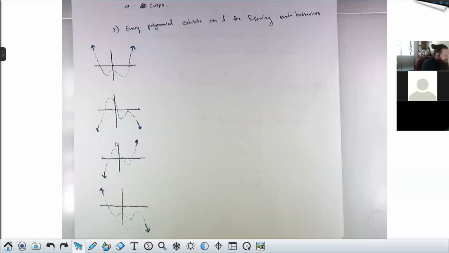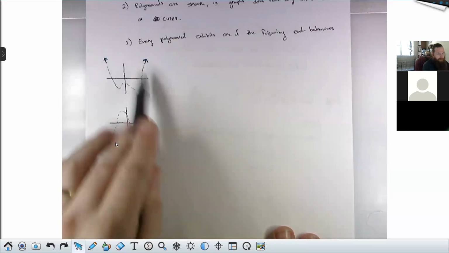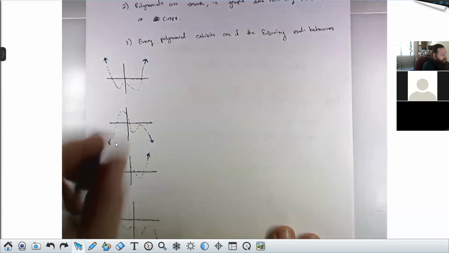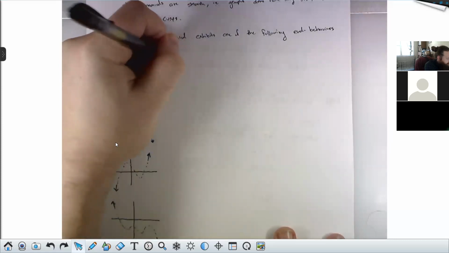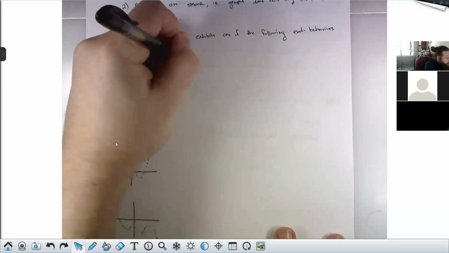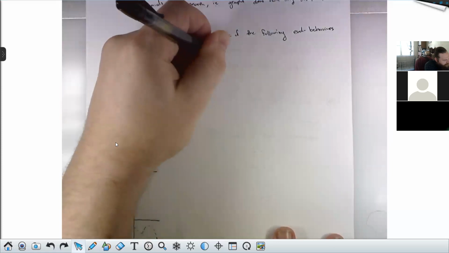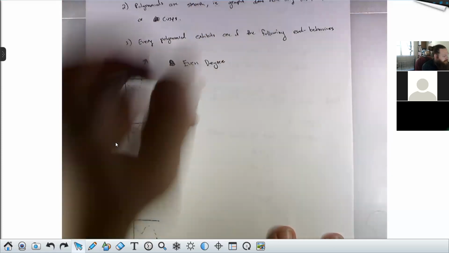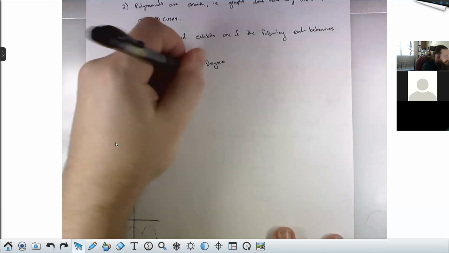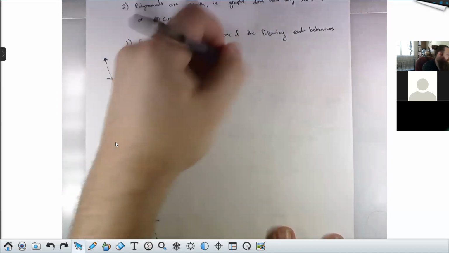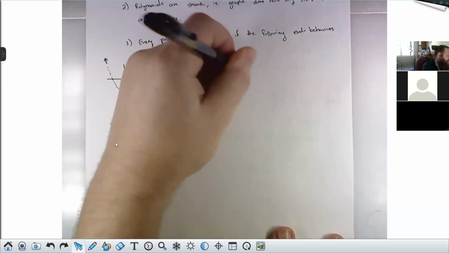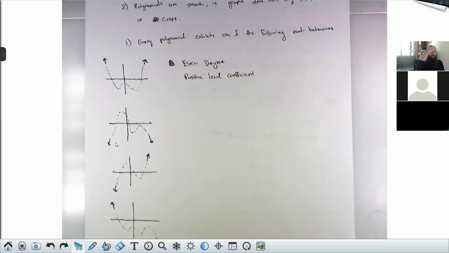So check this out. In order for a polynomial to exhibit end behavior like this, where the arrows point up on both sides, I'll do the degree first. The degree is even, like 2, 4, 6, 8, even degree, and positive lead coefficient. So any polynomial that has an even degree and a positive lead coefficient will have end behavior like this, meaning the arrows on both sides go up.